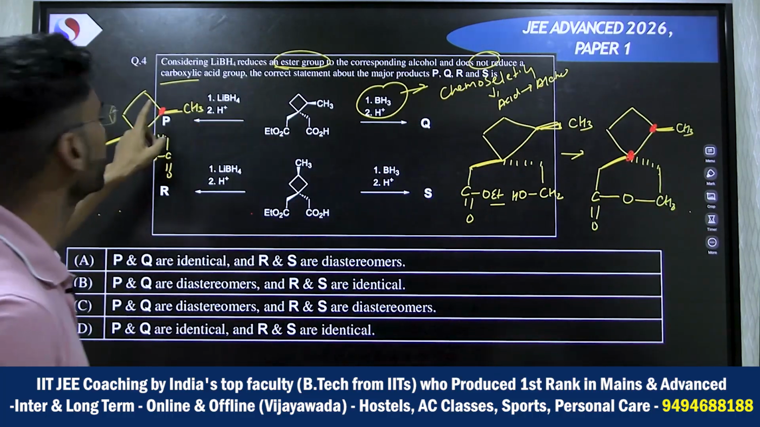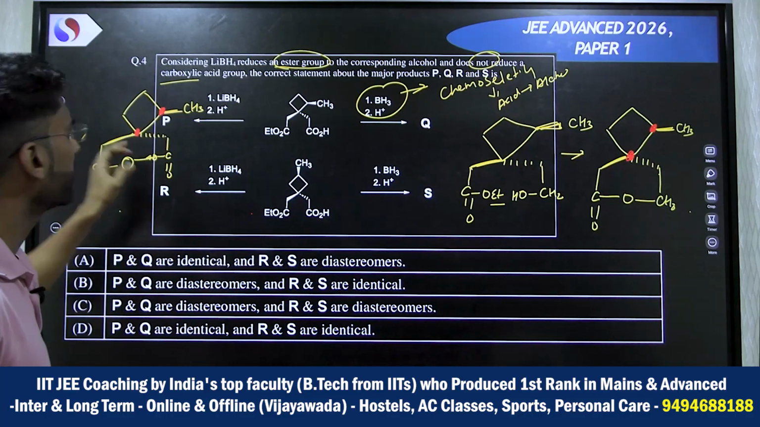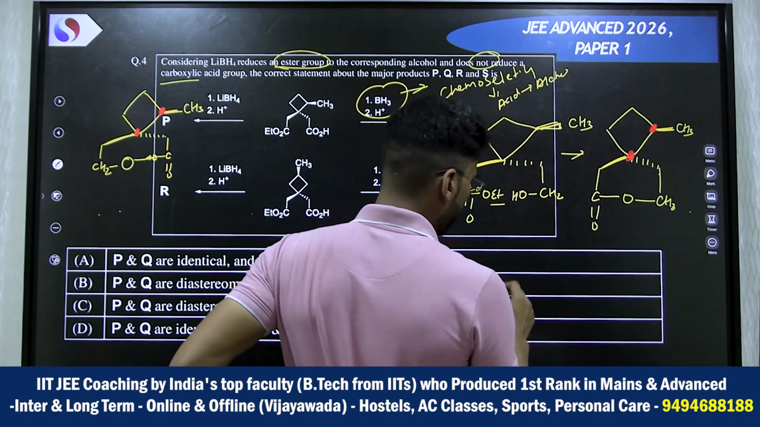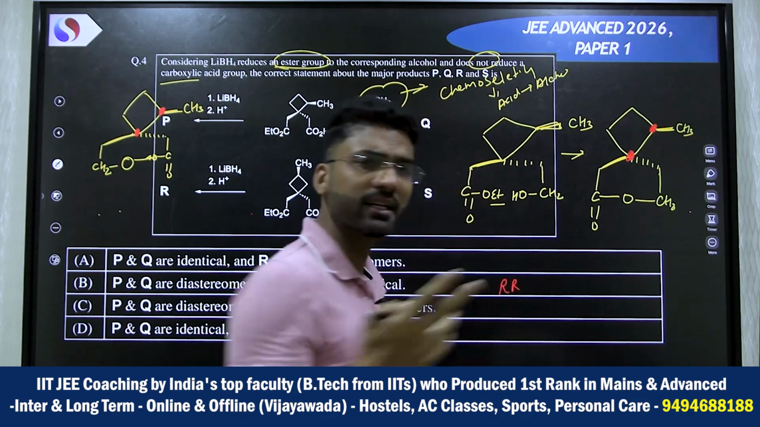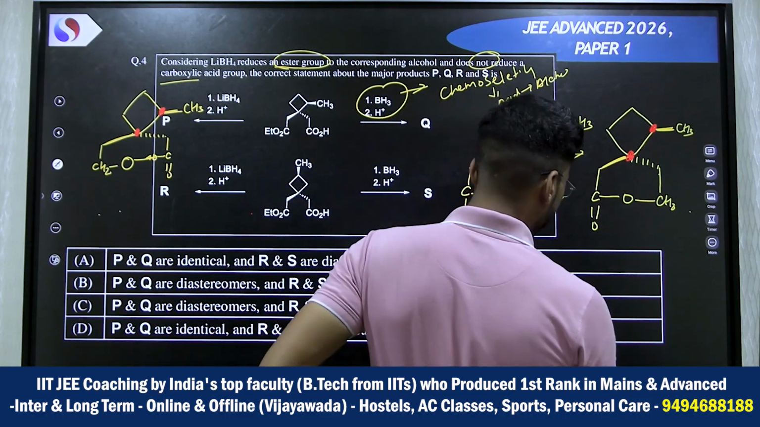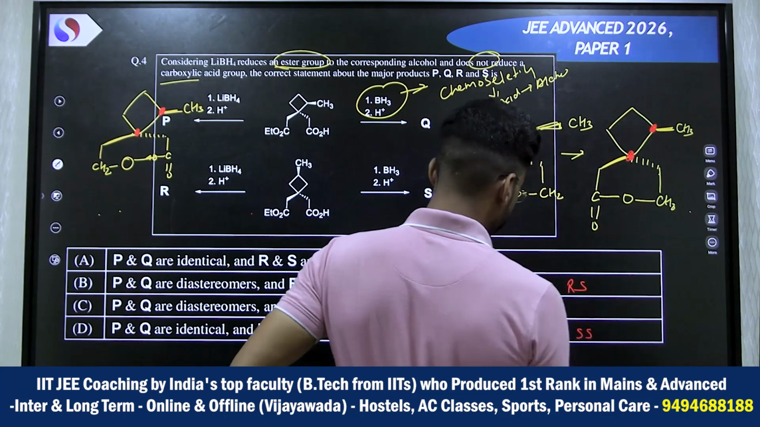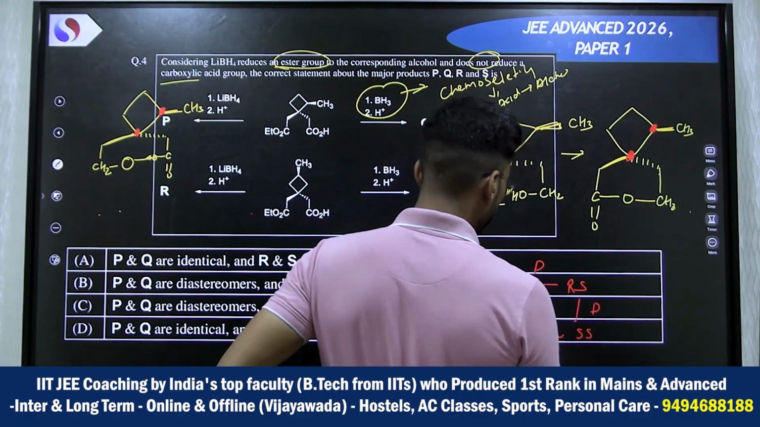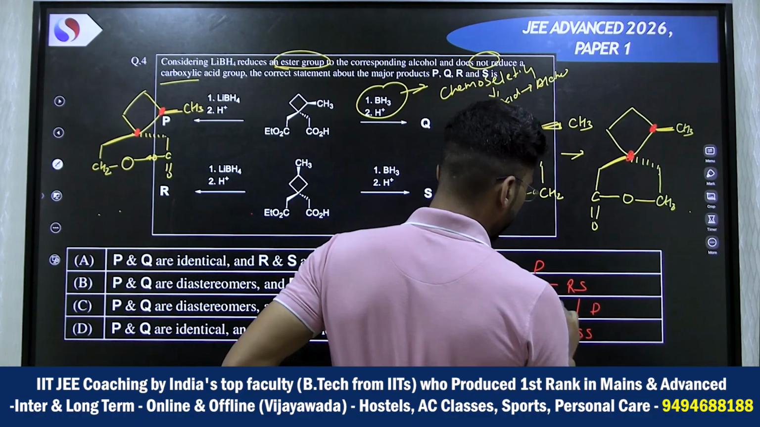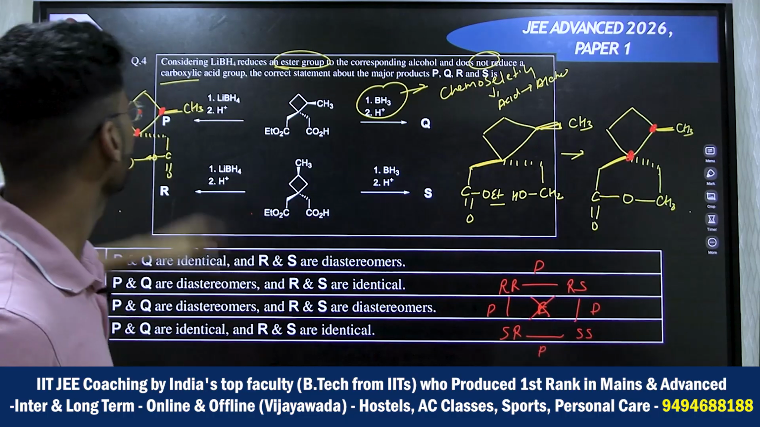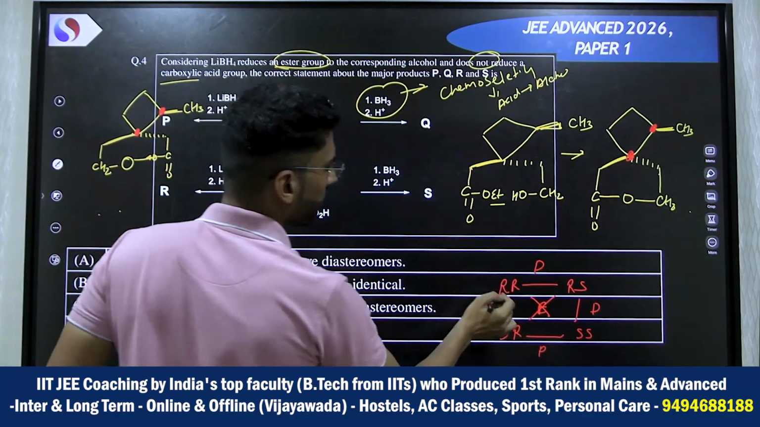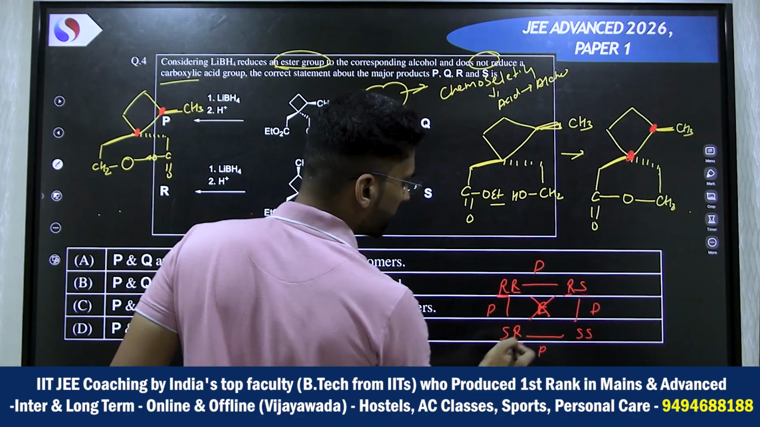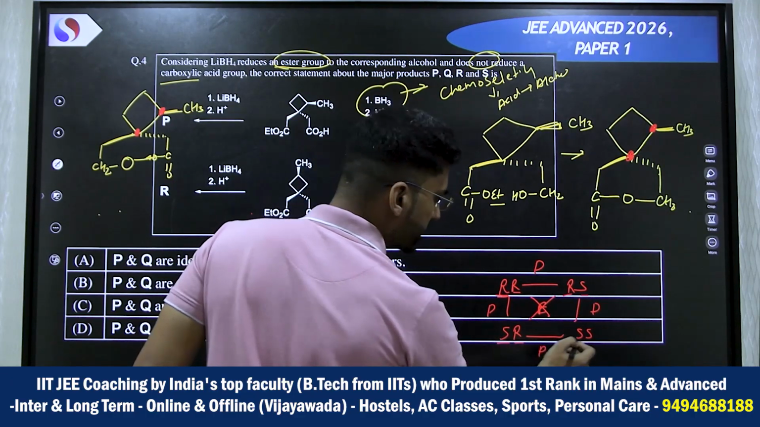If I see in both cases, one chiral center is the same, another is different. If you remember, in the case of two chiral centers, there will be R and S, RS and SR. If we draw this, what will be the relationship? They are diastereomers to each other, not enantiomers, meaning one same, another different. Here also one same, another different.